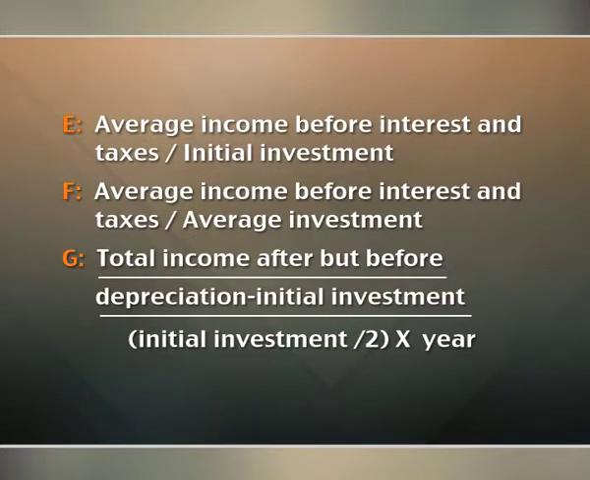E. Average income before interest and taxes divided by initial investment. F. Average income before interest and taxes divided by average investment. G. Total income after tax but before depreciation minus initial investment, divided by initial investment by 2 into number of years.